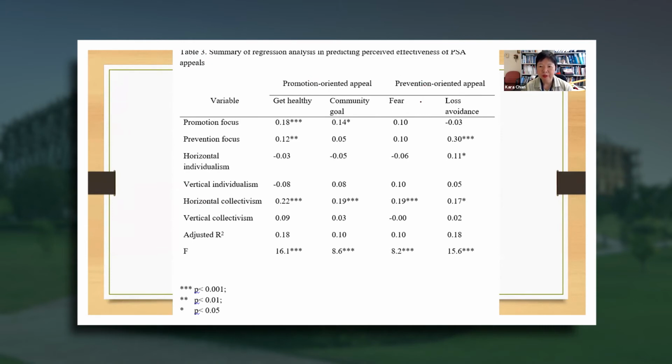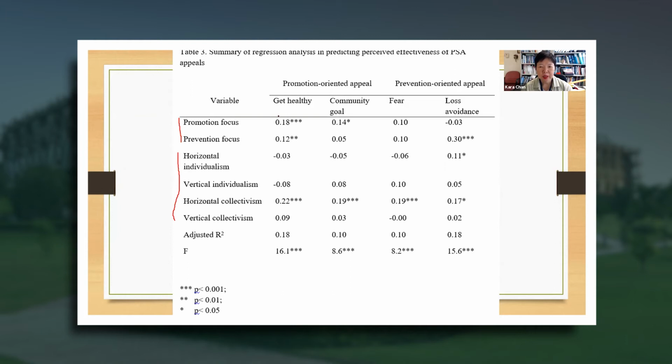the loss appeal. So we use all these predictors. The first 2 predictors are related to the regulatory fit model, and the other 4 predictors are related to cultural values. So look at the promotion focus.